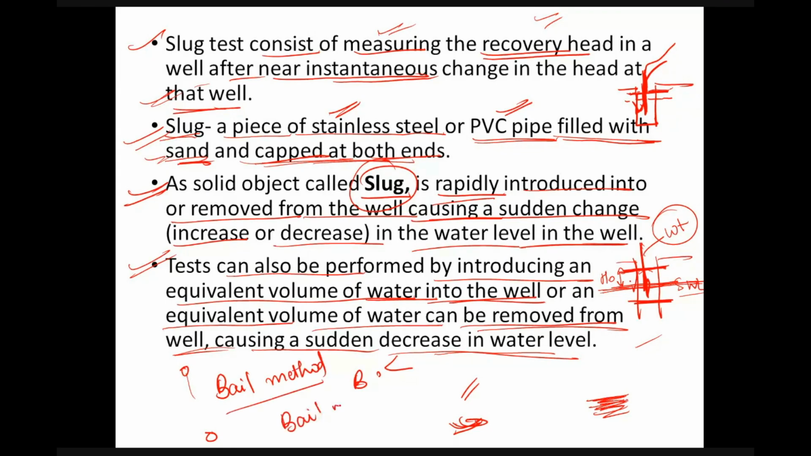Okay, wherein there is a bailer, which is generally a glass rod. Okay, that is a hollow glass rod. So either we introduce some volume of water into the aquifer, into the well, or we remove some volume of water from the well. So this is like the bailing test or the bail down method.